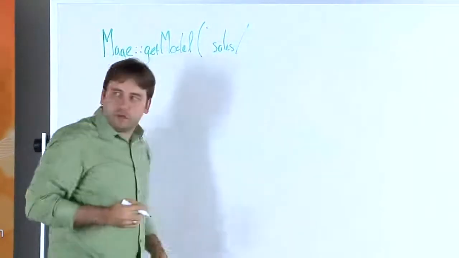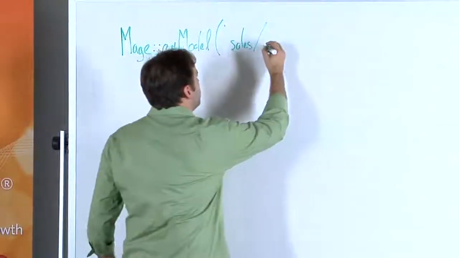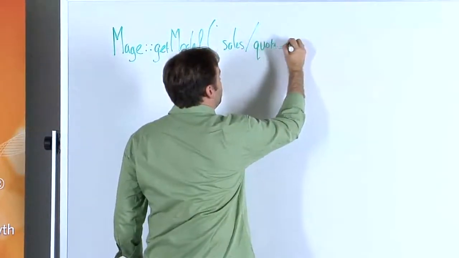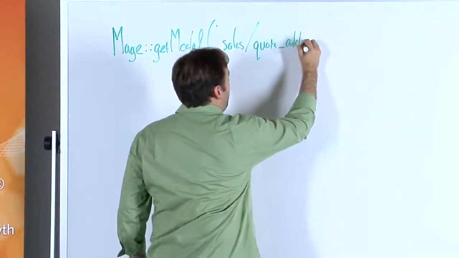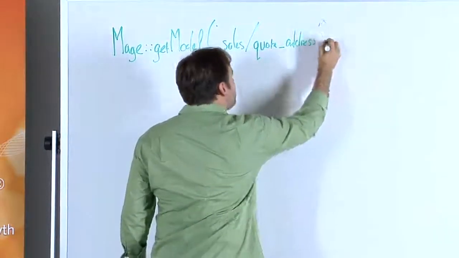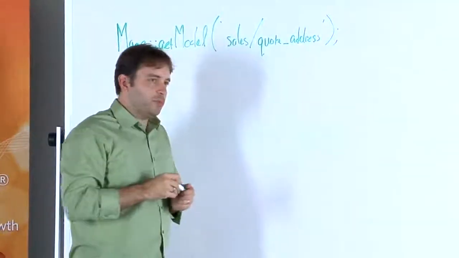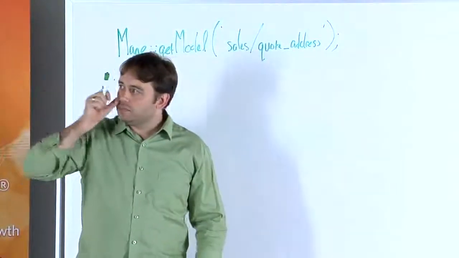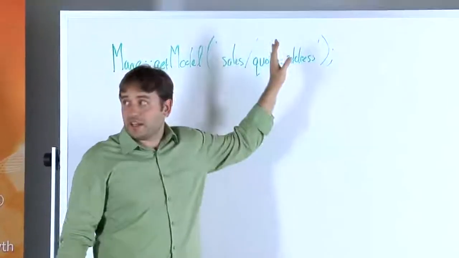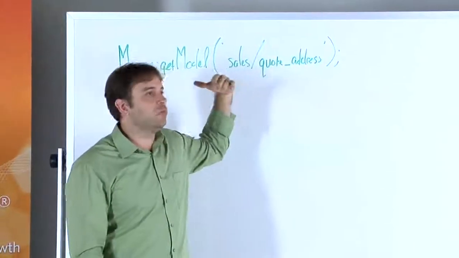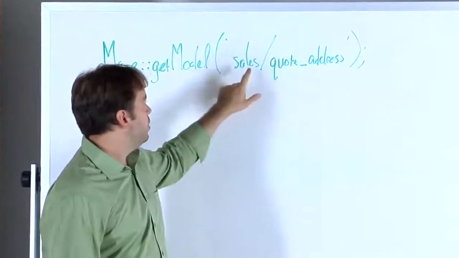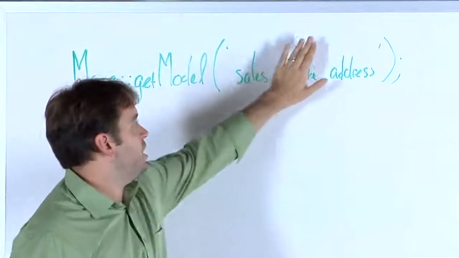sales, and then what are we getting? We're getting quote address. So, quote underscore address. I hope you may not totally understand it right now, but I hope you're starting to see some patterns. You see sales and then sales. So whatever's before the slash, again, that's going to be a node directly under whatever type we're dealing with. In this case, models. So Mage::getModel, sales.